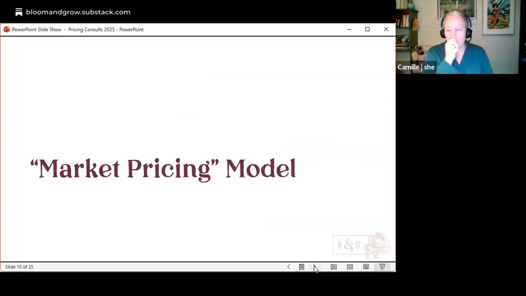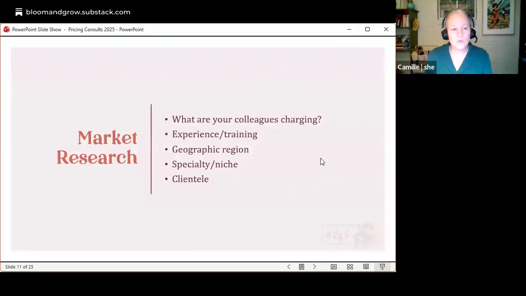Okay, the next option that you can think about is the market pricing option. This is what, when I asked you in the beginning, a lot of people said was how you arrived, at least partially arrived at the prices that you currently charge. And so what this means is just doing what, if we want to be fancy, we could call market research.